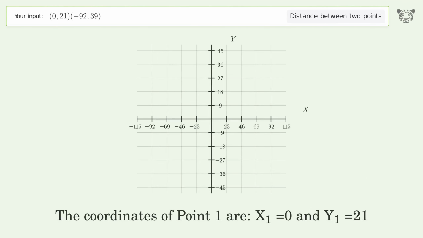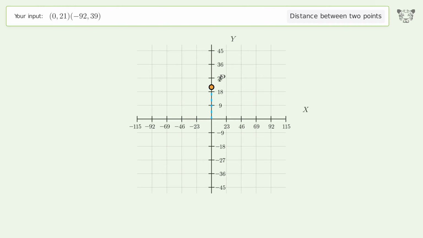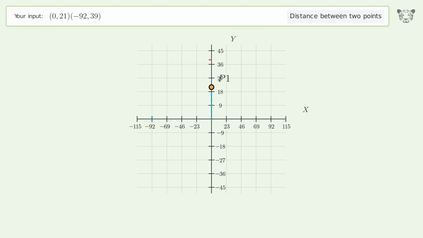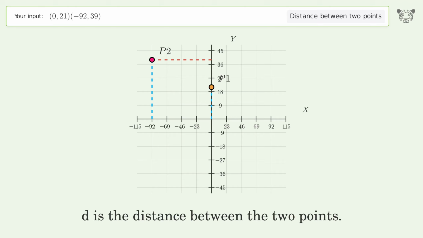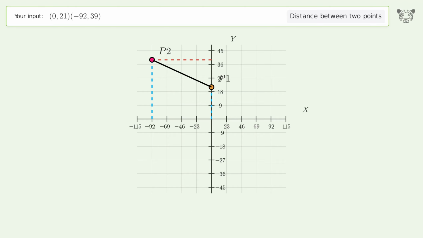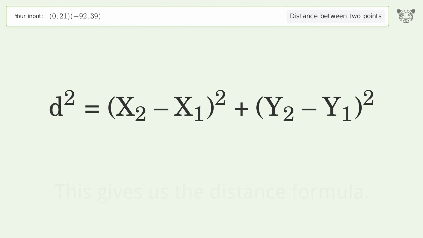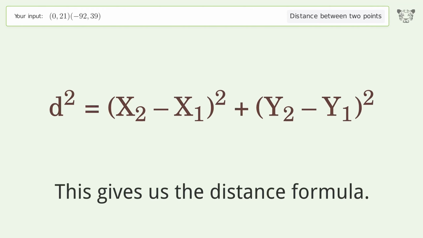The coordinates of point 1 are, x1 equals 0 and y1 equals 21. The coordinates of point 2 are, x2 equals negative 92 and y2 equals 39. D is the distance between the 2 points. First, take the square root of both sides of the Pythagorean theorem. This gives us the distance formula.